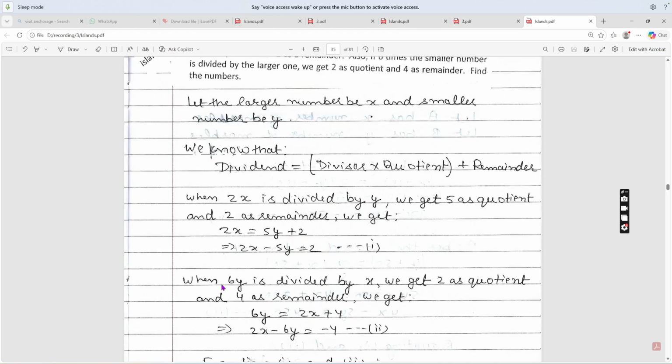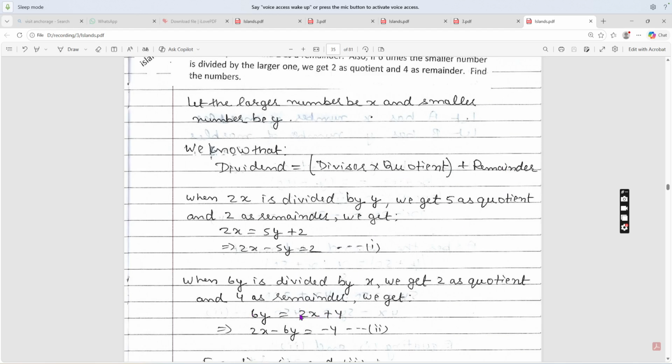Now the next condition is given: when 6y is divided by x, we get 2 as quotient and 4 as remainder. So this time the dividend is 6y and the divisor is x, the quotient is 2 and the remainder is 4. So we are going to put these values in. Dividend is 6y, divisor is x because x is going to divide 6y, the remainder is 4, which we put here as plus 4, and the quotient is 2.